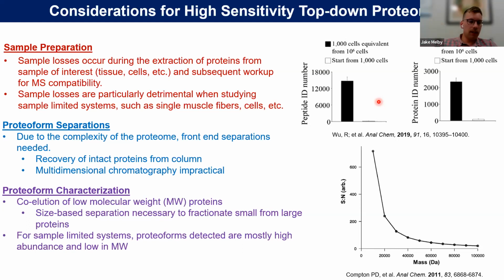Lastly, proteoform characterization. So the coelution of low molecular weight proteins, it's necessary to fractionate small proteins from large proteins due to the exponential signal to noise decrease as mass gets larger. So all that to say, for sample limited systems, proteoforms that are detected are going to be mostly high abundance and low molecular weight.